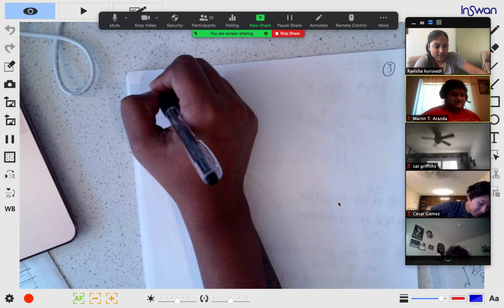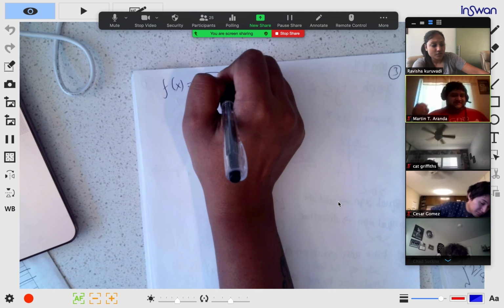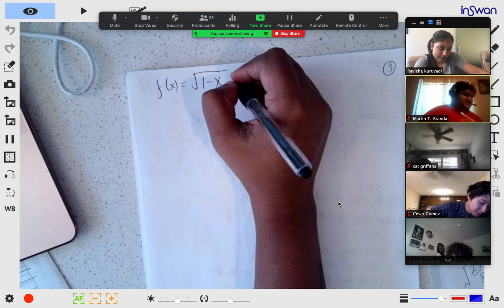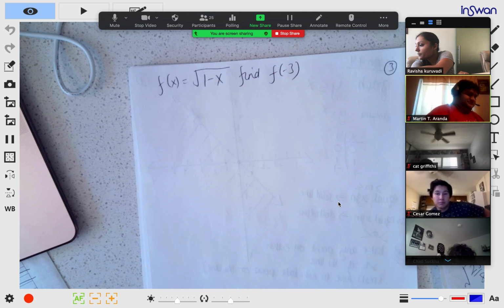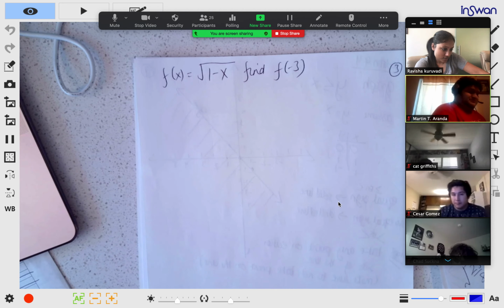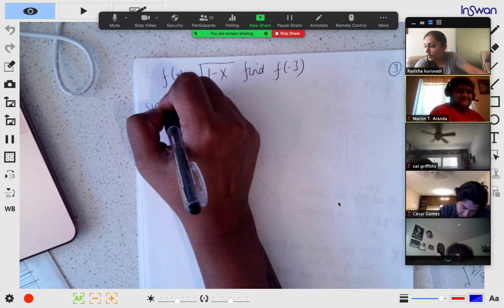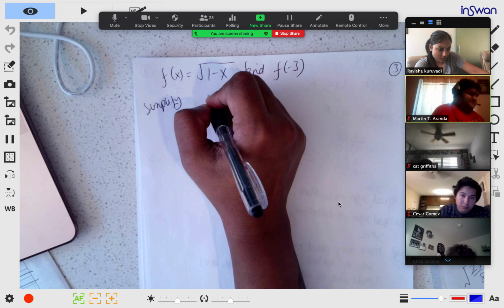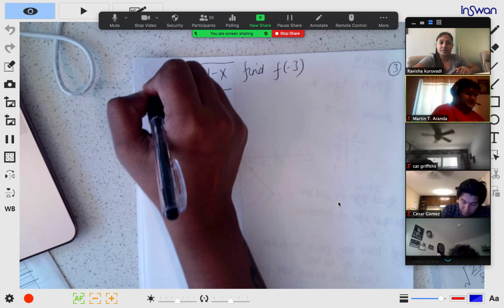f of x is the square root of 1 minus x. You need to find f of negative 3. Do this problem and also simplify negative square root of 1 over 9. These are the two problems you'll do right now. Do these two problems.